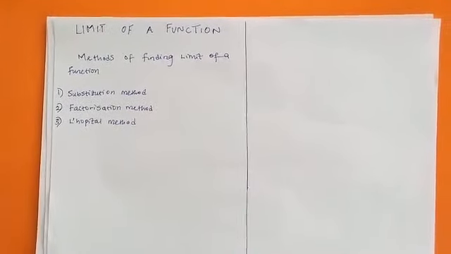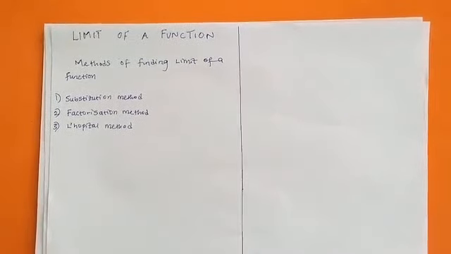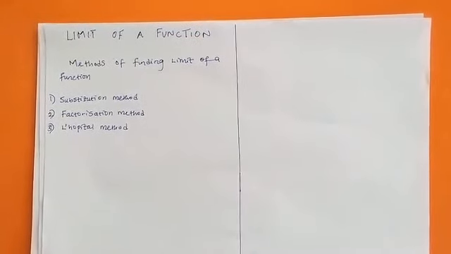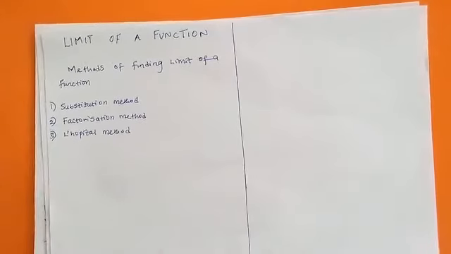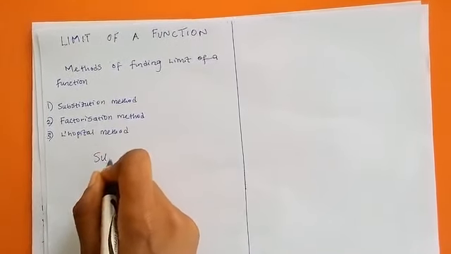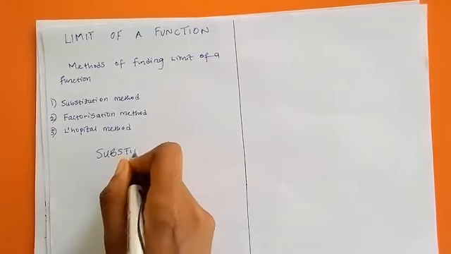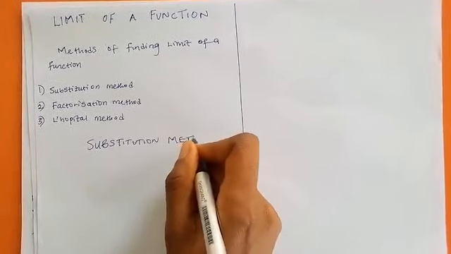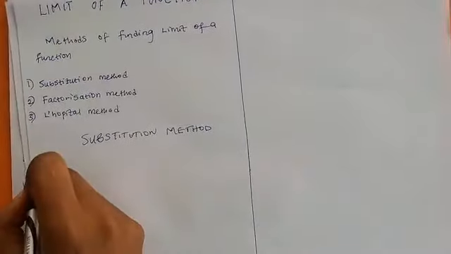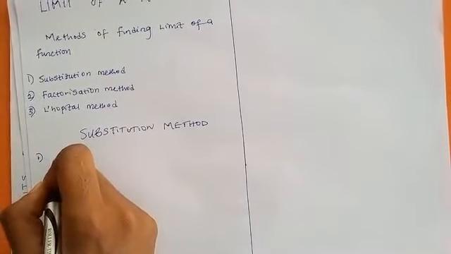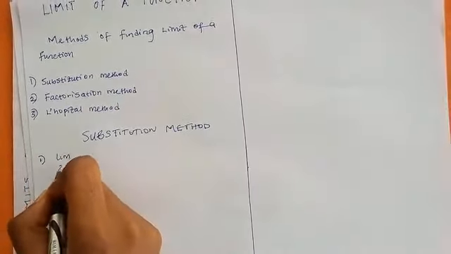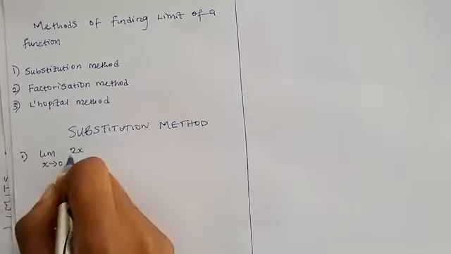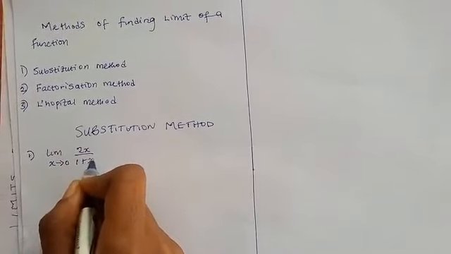To begin with, I'll start with the substitution method. Let's do one or two examples, or as many examples as we can, using the substitution method to get the limit of a function. Let's say you are given a question like this: limit as x tends to 0 of 2x over 1 plus x.